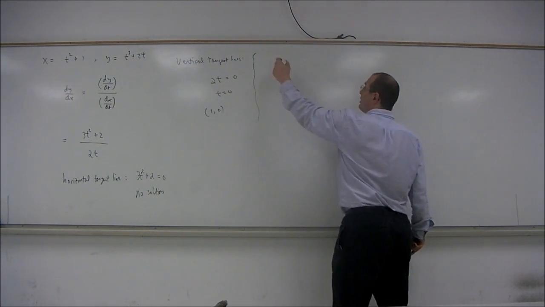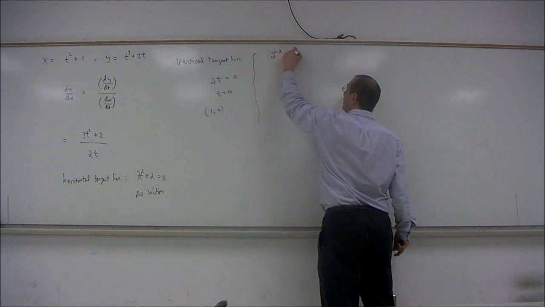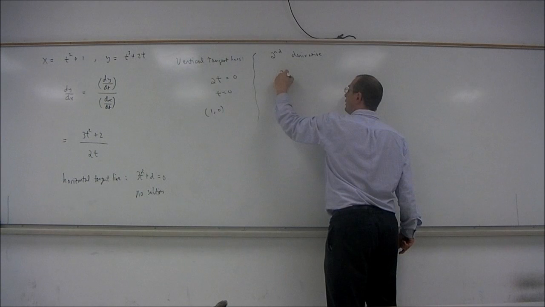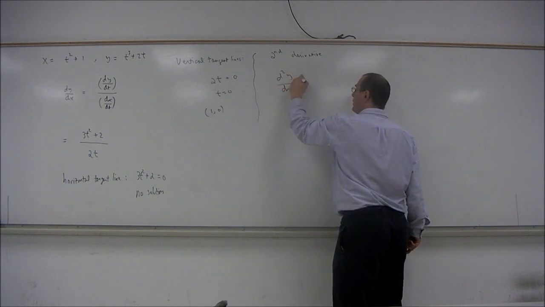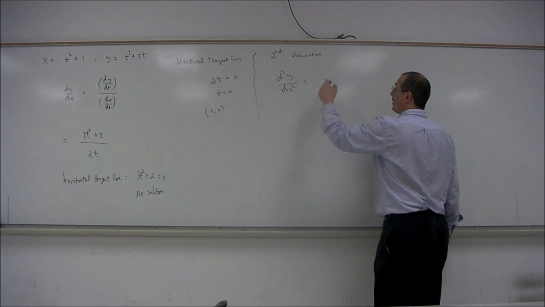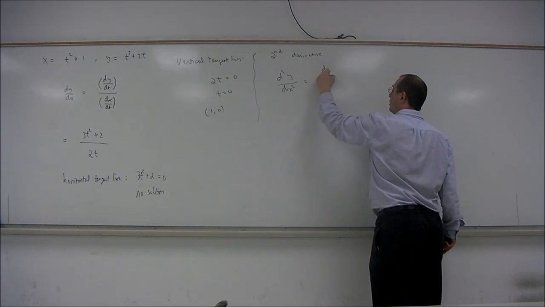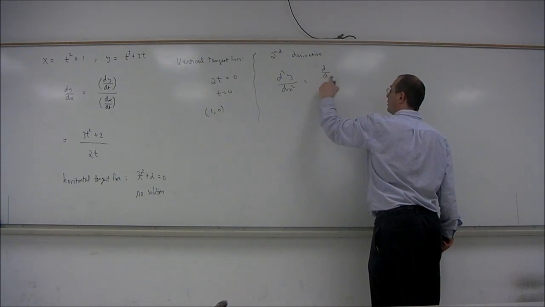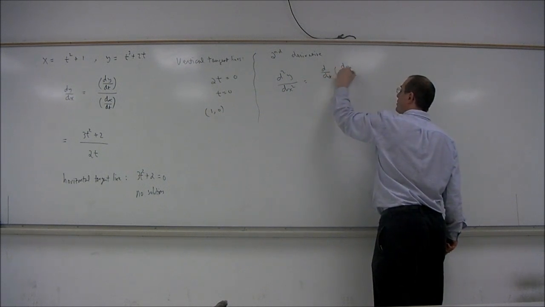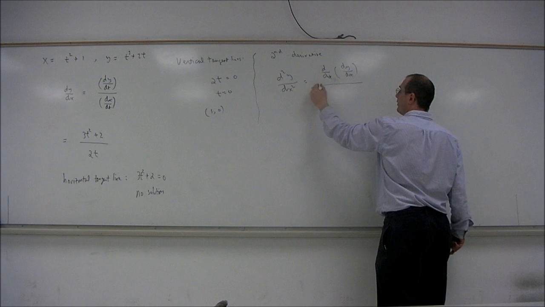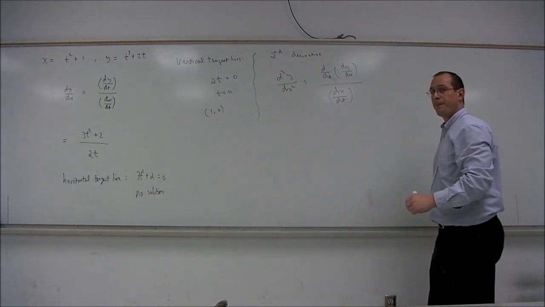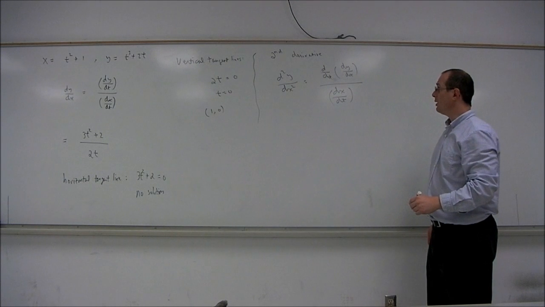Okay, next let's look at the second derivative. The formula there is d squared y over dx squared, that's the Leibniz notation for the second derivative, is equal to d/dt of dy/dx, there's the derivative of the derivative, divided by dx/dt. That's what the formula works out to be.